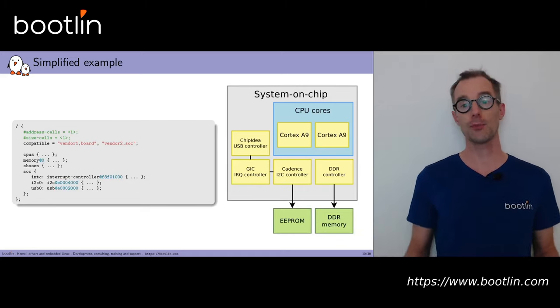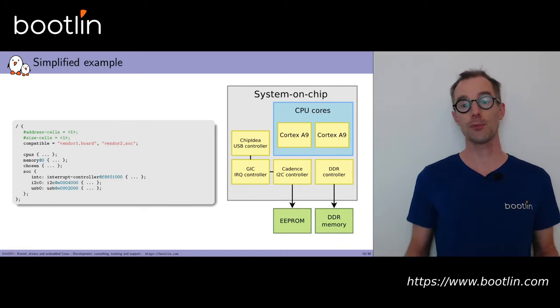So how does one know how to write the correct nodes and properties to describe a given hardware platform? Indeed, we have seen the overall syntax, then we've seen how the device tree gets compiled and passed to the operating system. But really, if you need to write your own device tree for your own platform, how do you do that? How do you know what to write? There's really two layers of documentation that are available.